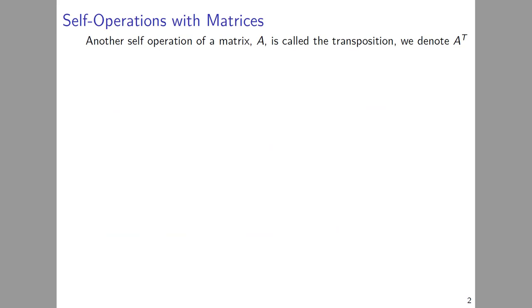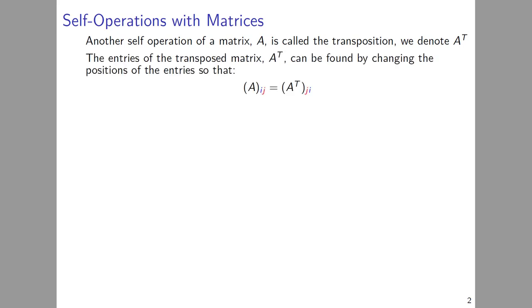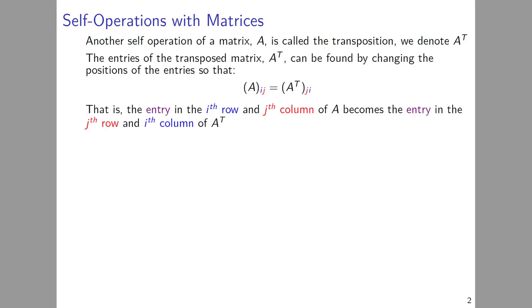Another self-operation of a matrix A is called the transposition, which we denote as A upper T. The entries of the transposed matrix A^T can be found by changing the positions of the entries so that the entry a_ij moves to the position ji in the transposed matrix A^T. That is, the entry in the ith row and jth column of A becomes the entry in the jth row and ith column of A^T. We can also think of this as moving the rows of A to the columns of A^T.